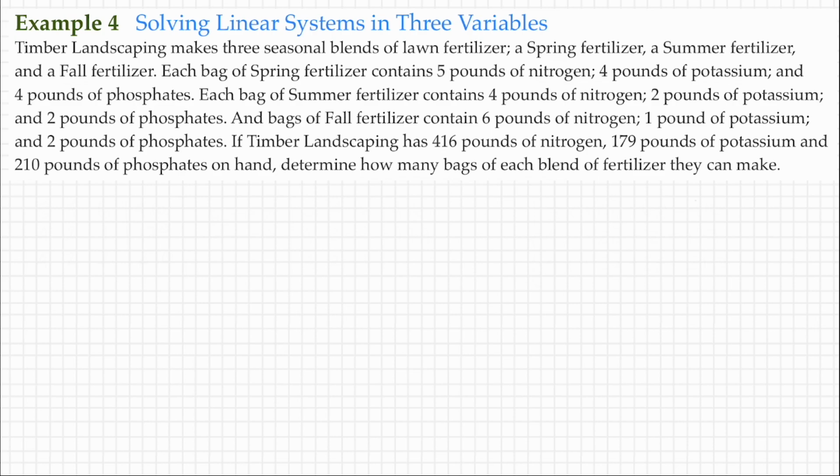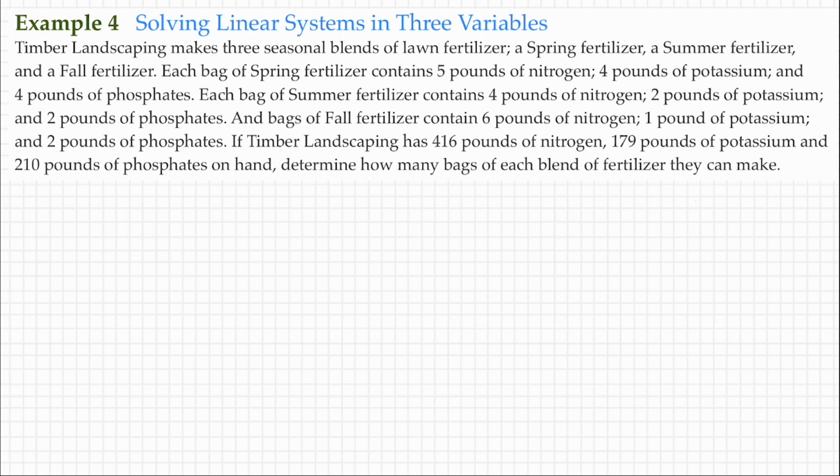Each bag of spring fertilizer contains 5 pounds of nitrogen, 4 pounds of potassium, and 4 pounds of phosphates. Each bag of summer fertilizer contains 4 pounds of nitrogen, 2 pounds of potassium, and 2 pounds of phosphates. And bags of fall fertilizer contain 6 pounds of nitrogen, 1 pound of potassium, and 2 pounds of phosphates.